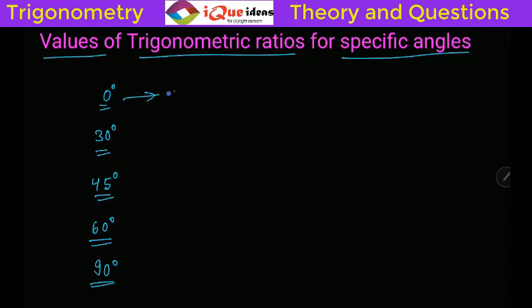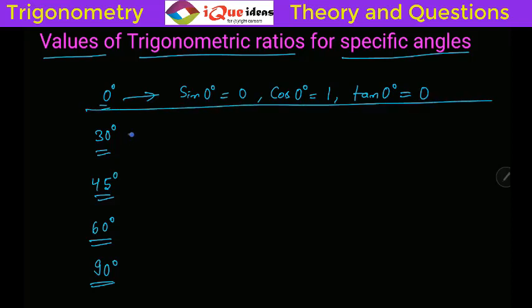For 0 degree, sine 0 degree is equal to 0. Cos 0 degree is equal to 1. Tan 0 degree, that you can calculate by division also, 0 by 1, that is equal to 0. Alright. Similarly for 30 degree, and now if you have the values of sine, cos and tan, you can always calculate cosec, sec and cot by taking inverse of these values.